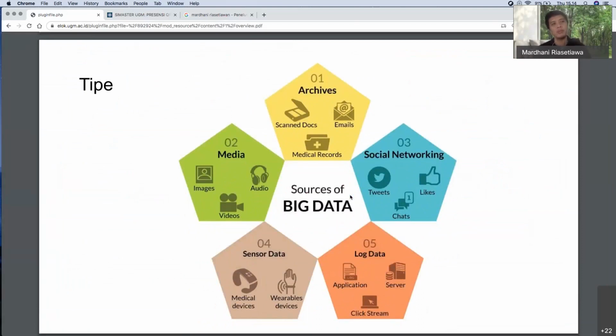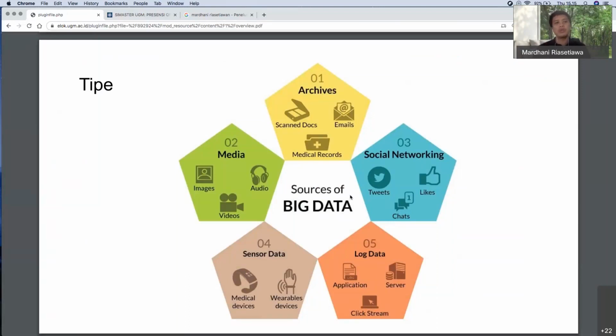We also have, for example, archive files, from scanned documents, emails, medical records, not only medical records in good form, but the X-ray, the lab result, and so on. We also have media, for example news media and maybe YouTube, entertainment media, and so on. We can have a collection of data from there. It can be from image, video, and audio. And then we also have social networking, for example from Twitter. We are not only about the tweet itself, but the likes, the actions, the interaction in there. So it will be the matter of social network data.